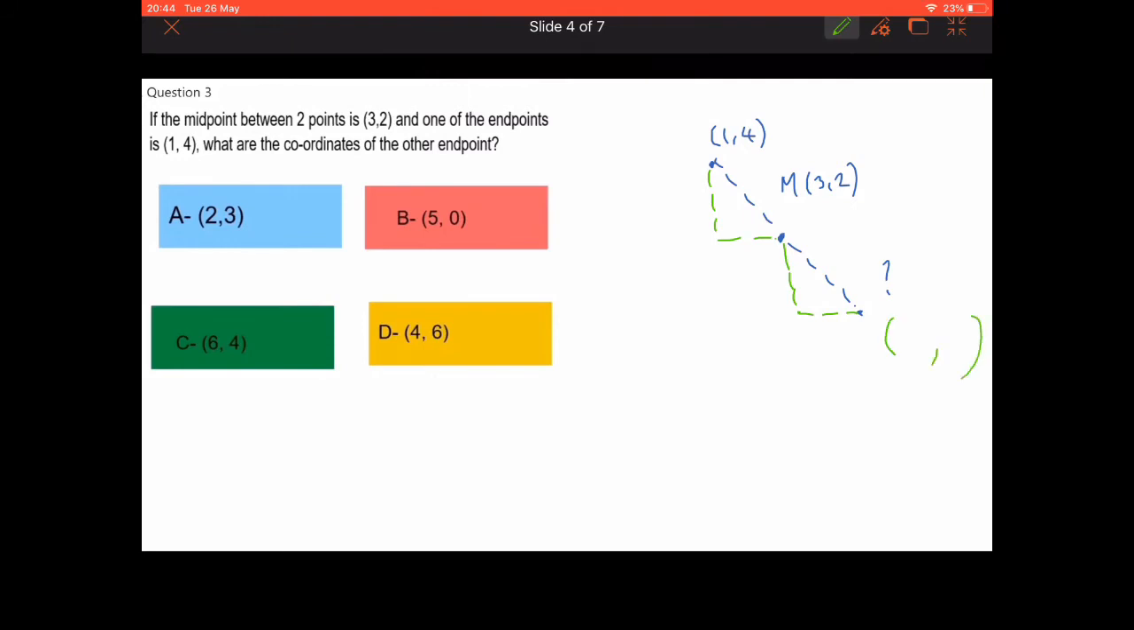So in going from our first endpoint to our midpoint, we've gone from 1 to 3 on the x-axis, which means we've gone up 2 units. So we're going to go up another 2 units, which turns us 3 into a 5. And if we look at the y-axis, we've gone from 4 to 2, so we've gone -2, and it's going to be the same over here. So 2 down another 2 would give us 0. So the answer is (5, 0).